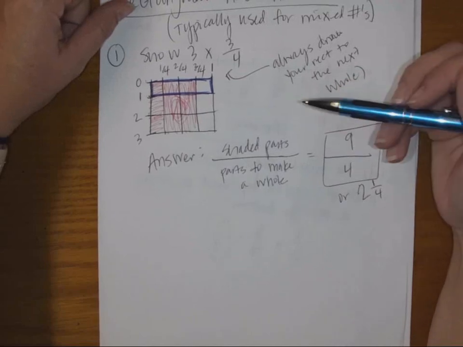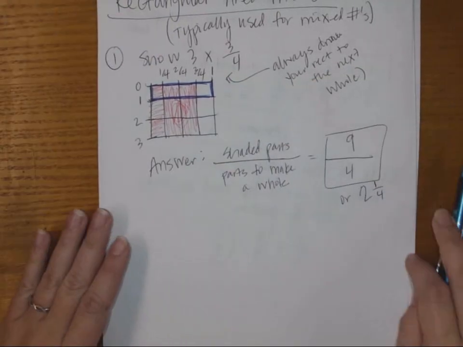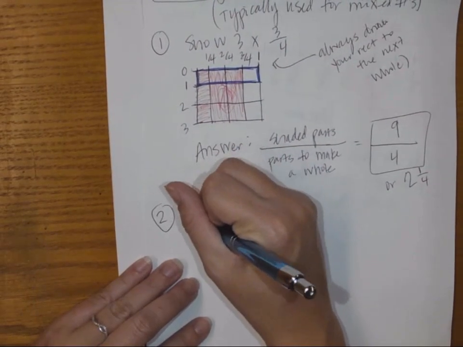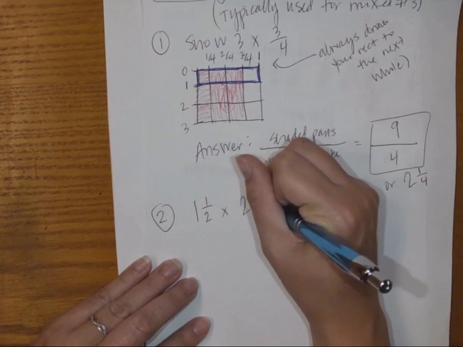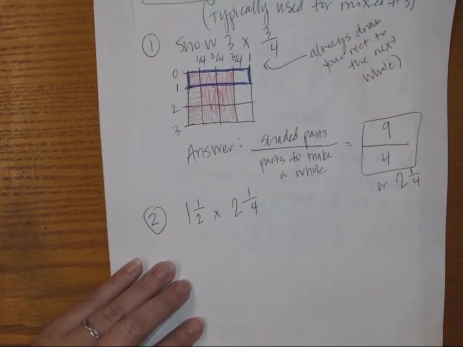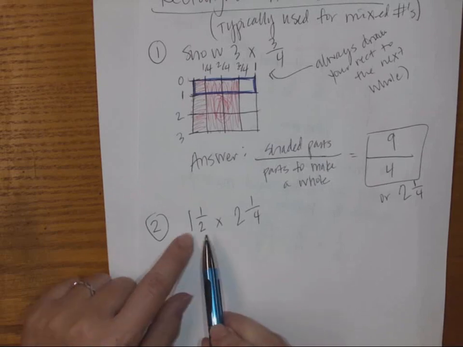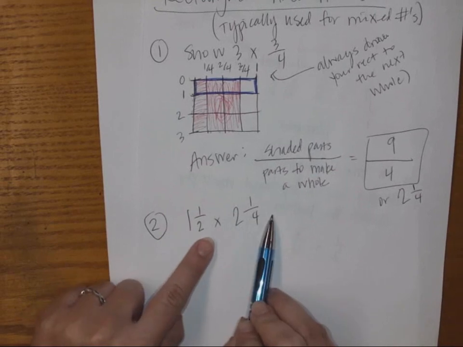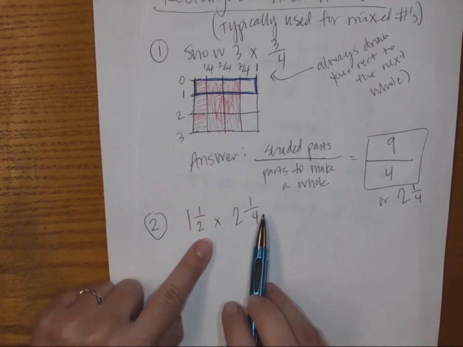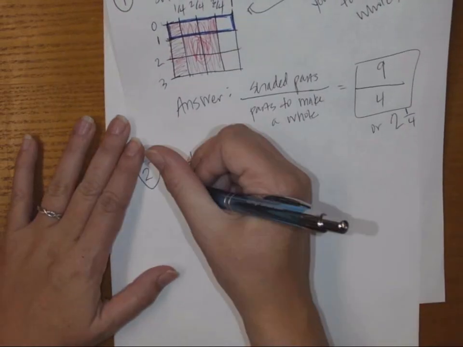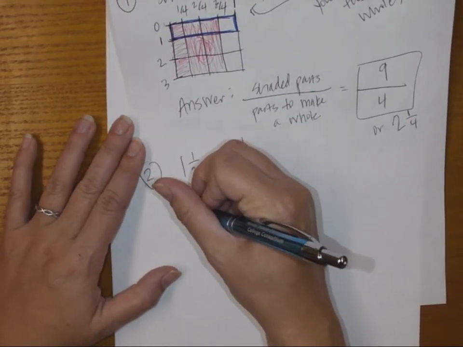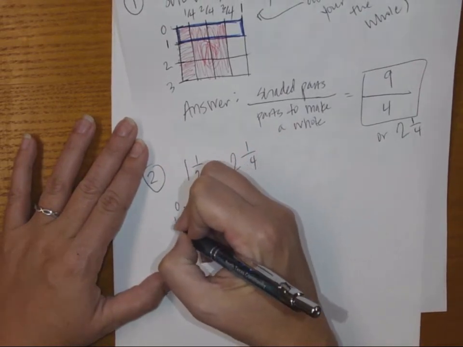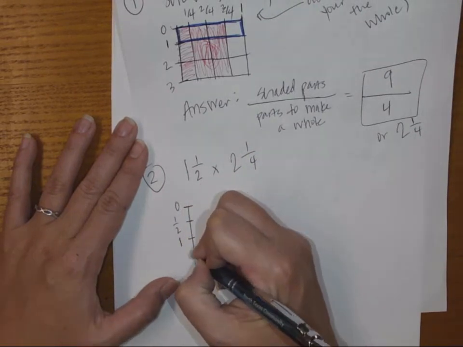Okay, so let's do another one like that. Let's do a mixed number times a mixed number this time. So if I wanted to do 1 1/2 times 2 1/4, my rectangle is going to go all the way up to 2 this way, and all the way up to 3 this way. Because remember, I always draw to the next whole. So for 1 1/2, I'm going to go down this way. I can go by halves here. So 0, 1/2, a whole, 1 1/2.